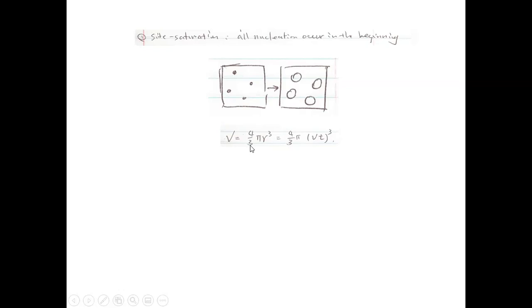So we have this 4/3 times pi r cubed, right? But because r, which is the radius of this particle, is a function of time, and we impose a constant growth velocity for the radius, right? And v times t simply gives the radius of the particle at a particular time t, right? So all this together is going to give you the volume of the particle.